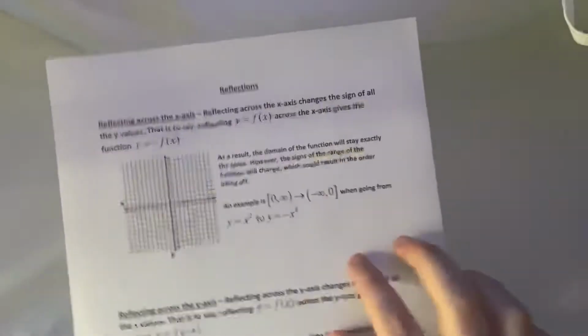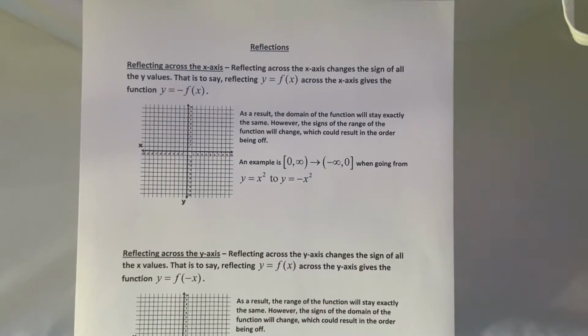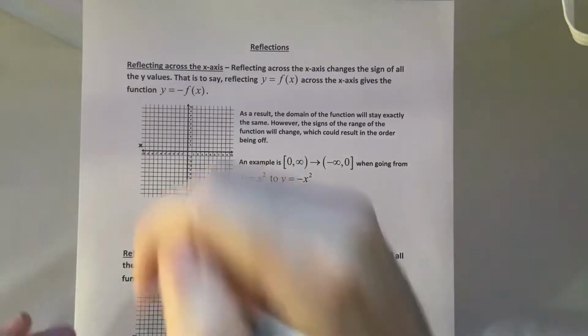Now the other thing that can happen is reflections. You notice that the absolute value was facing down because I put a negative in front of the whole equation. Reflecting across the x-axis changes the sign of all the y values. So if you take a whole function and multiply it by a negative, you'll notice on the last page we only talked about multiplying it by numbers that were positive. If you multiply it by a negative, it changes the direction. So instead of an upward-facing parabola, of course, negative x squared has a downward-facing parabola.